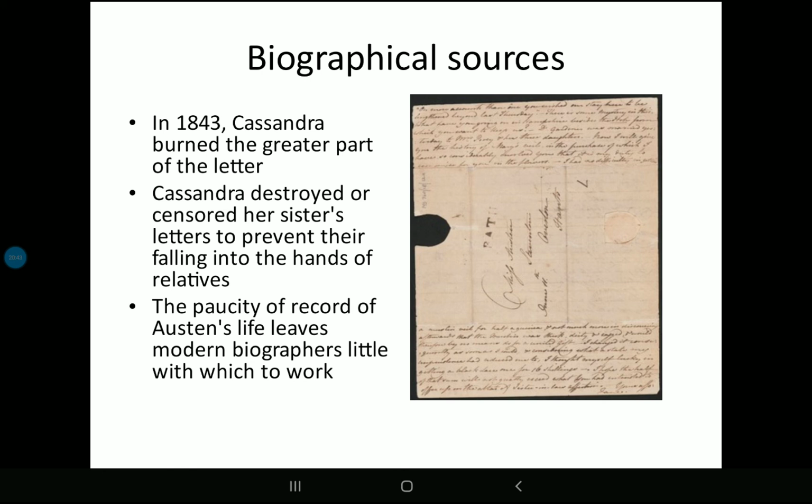So here also it was the letters which could play a very important role to understand the life of Jane Austen, but her sister destroyed all of this. So that's why researchers don't find materials to do their research about the biography of Jane Austen.